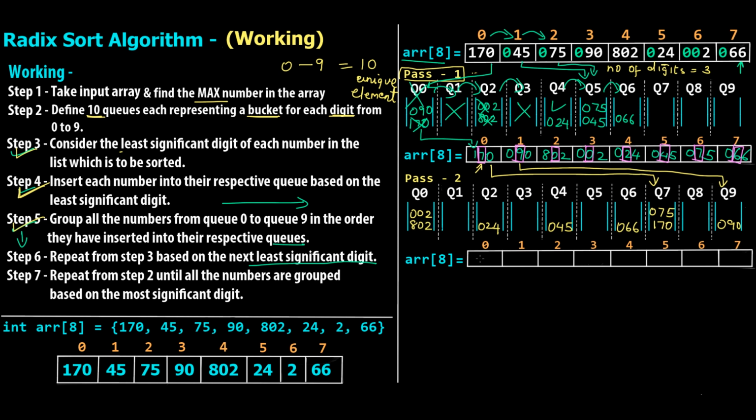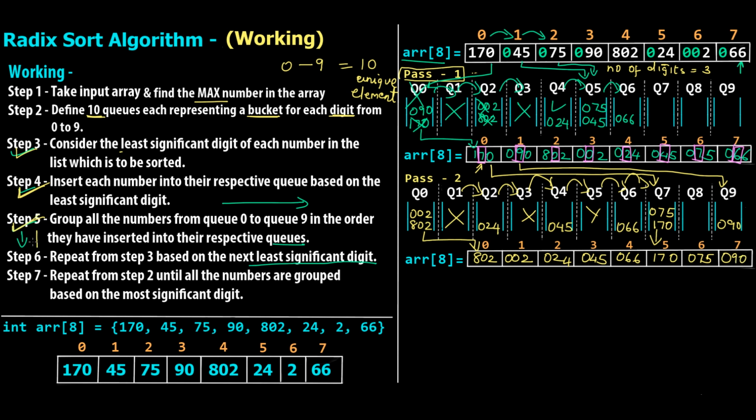the way it was inserted. So 802 comes first, right? Then we have 002. We don't have anything in Q1. We move to Q2. We have 024. We move to Q3. We don't have anything in Q3. We move forward to Q4. We have 045 over here. Then we move to Q5. We don't have anything. Q6 has 066. We move ahead. We have 170. Then we have 075. So 170 goes first, then 075. And lastly we have Q9, which is 090. Okay, so this was pass 2.